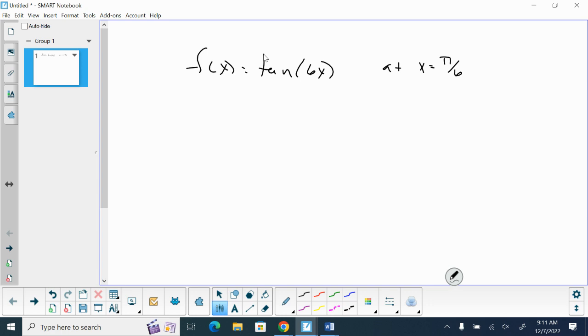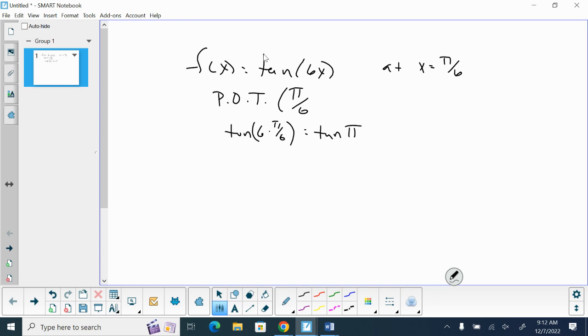So we have to find the equation of the tangent line, which means we need to find slope and point of tangency. So our point of tangency is going to be pi over 6, and then the tangent of 6 times pi over 6. Well, if I take 6 times pi over 6, this is the tangent of pi.